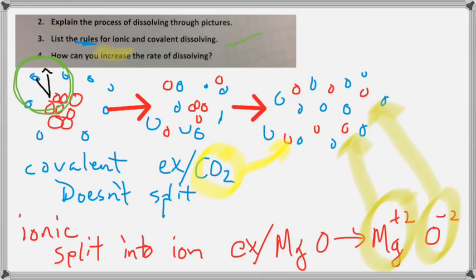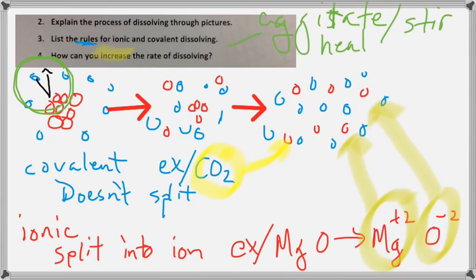So the things you can do is you can agitate, meaning stir. You can heat it, which is going to cause things to move around faster with more kinetic energy, so we're going to get more collisions. Or you can increase the surface area of the solute. In other words, we can grind it up into a powder so that there's more small pieces of solute floating around that will have the opportunity of colliding with our solvent. So that's questions 2, 3, and 4.